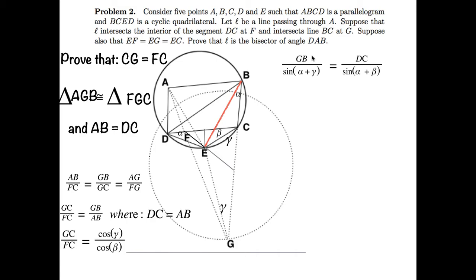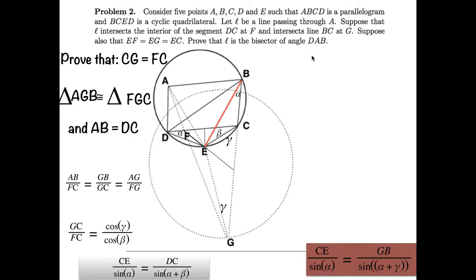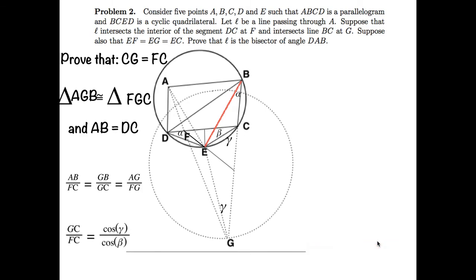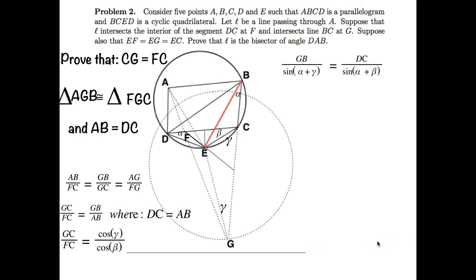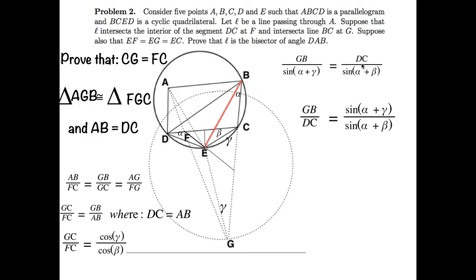After that, as on the left hand side there is CE by sine alpha, and on the right hand side as well there is CE by sine alpha, that means you can say DC by sine (alpha plus beta) is equal to GB by sine (alpha plus gamma). And just formulate it this way: GC by FC is equal to GB by AB, and AB is equal to DC, so that's for sure. And you can get the equation like this: GB by DC is equal to sine (alpha plus gamma) by sine (alpha plus beta). So it's some algebraic terms that you need to remember. There's nothing more concrete right now.